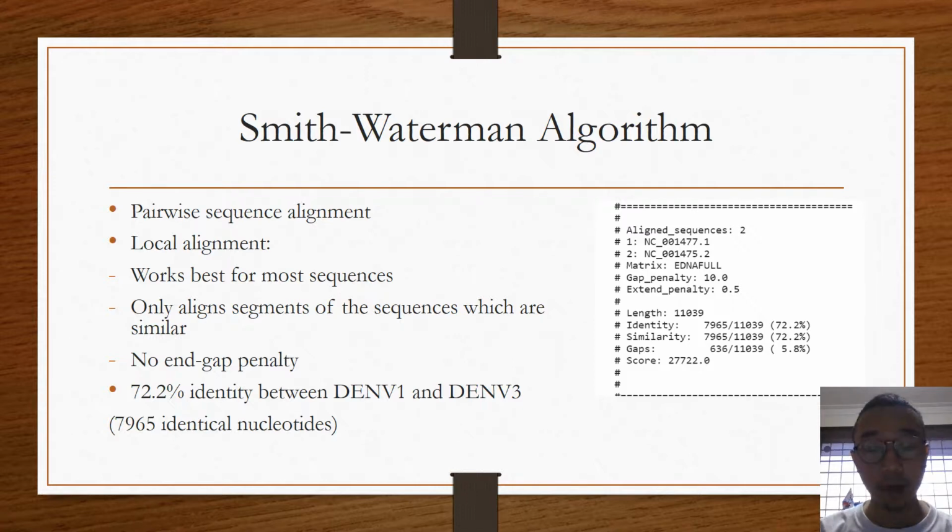Since we have established that there is a common ancestral lineage between DENV1 and DENV3, we next do a test specifically for these 2 sequences only. The test is pairwise sequence alignment using the Smith-Waterman algorithm. We use local alignment specifically because it works best for most sequences. It aligns segments of the sequences which are similar, and there is no end gap penalty. After running this test, we found that there is 72.2% identity and similarity between DENV1 and DENV3.